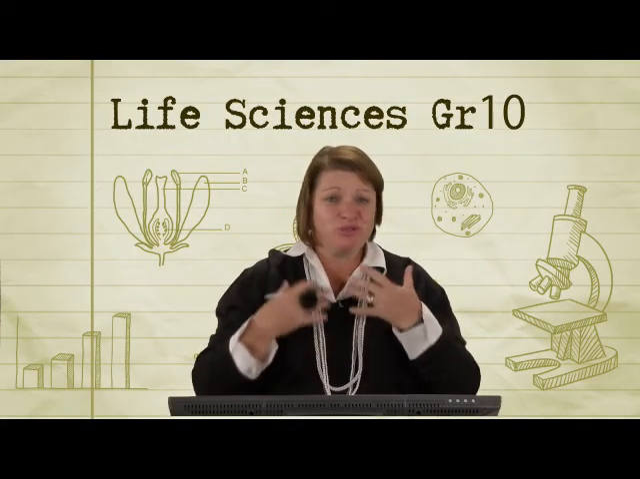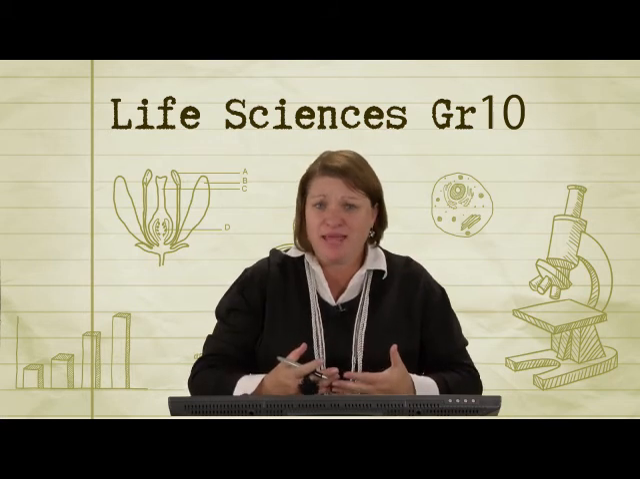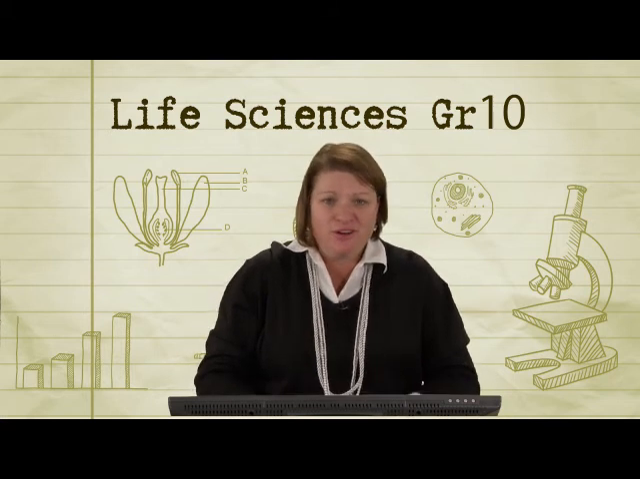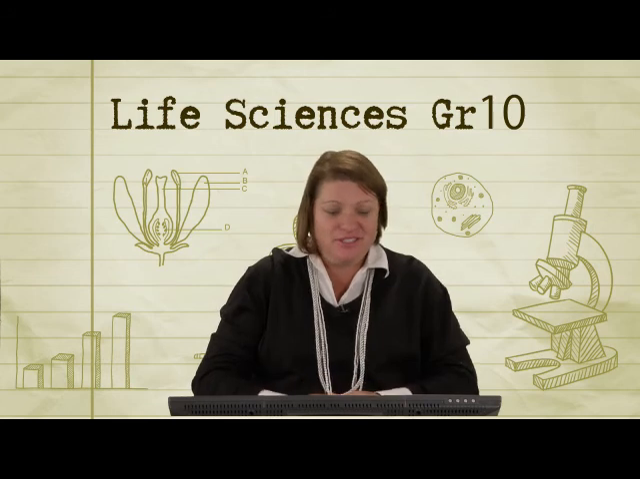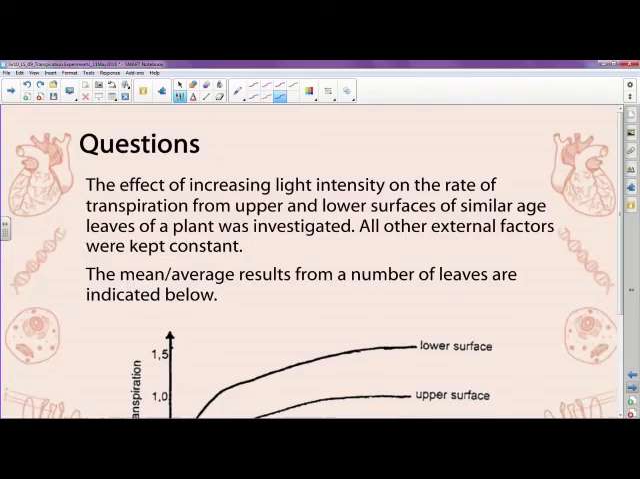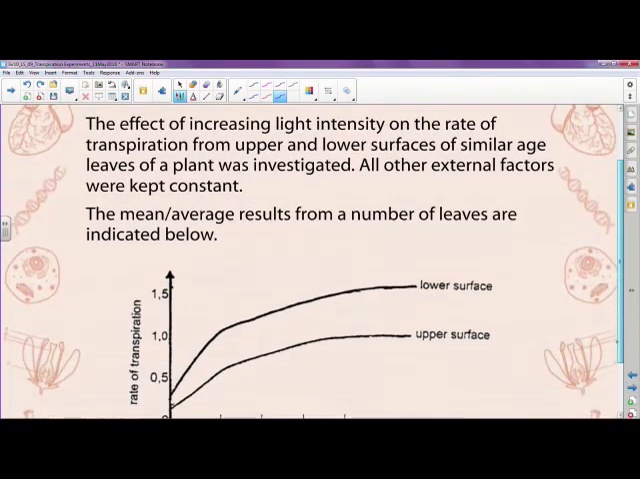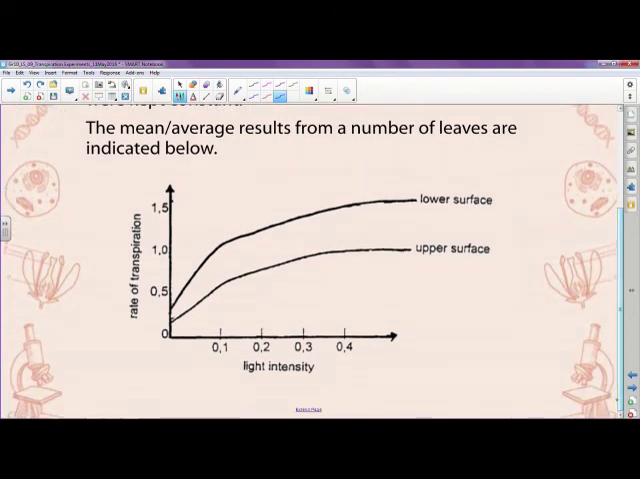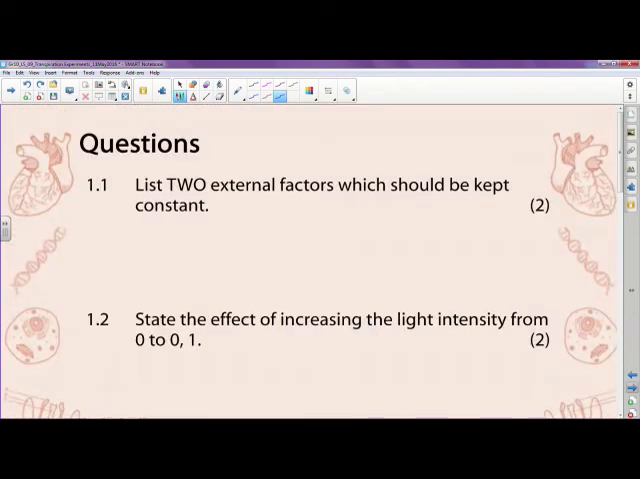Were you able to look at the results from the table and match it to the questions? Right, let's have a quick look to see how well you did. Let's have a look at the graph again. The first question was, list 2 external factors which should be kept constant.